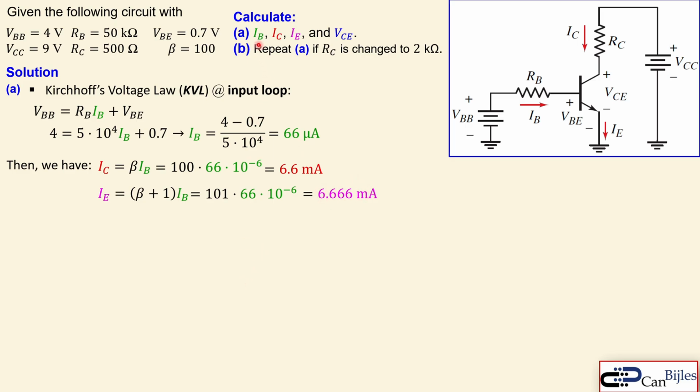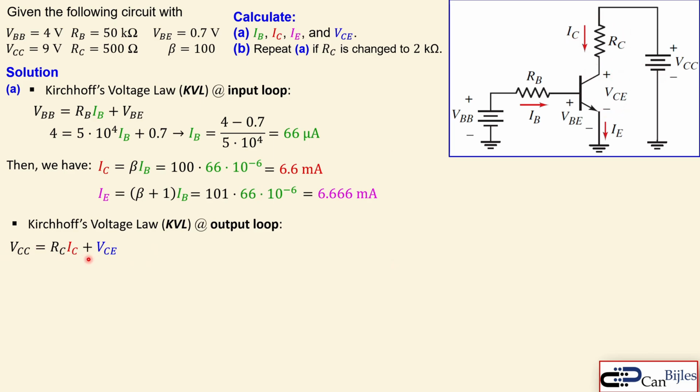Now we have these three currents. Now the next one is the VCE. Now we apply Kirchhoff's voltage law at the output loop. So this is actually this loop. Now we can set up again the equation. We can say VCC will now make this voltage plus this voltage.